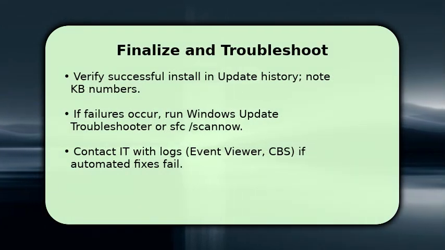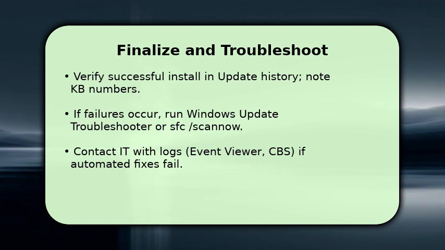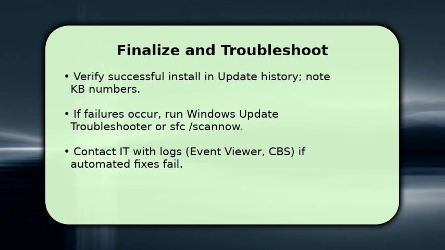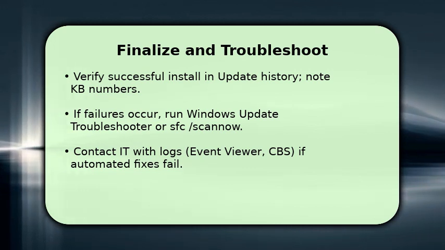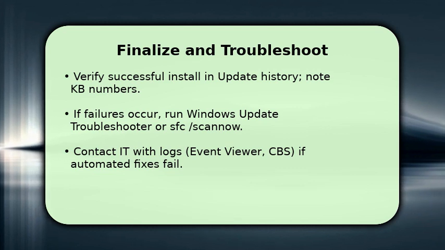If an update fails, run the built-in Windows Update Troubleshooter and then run sfc /scannow to repair system files. These often fix common issues. If problems persist, collect Event Viewer and CBS logs and contact your IT/security team for escalation. Make sure to include timestamps and KB ID so they can act quickly.